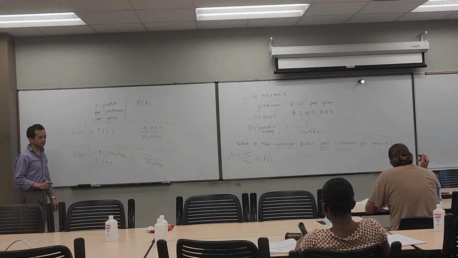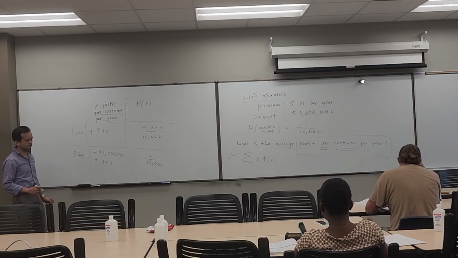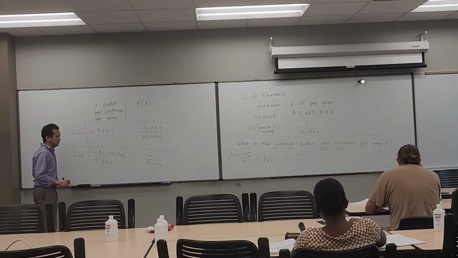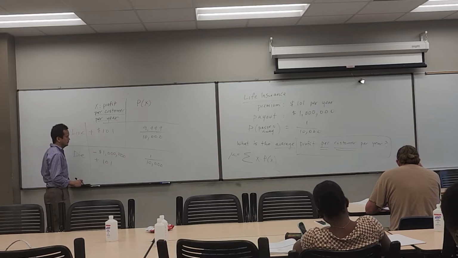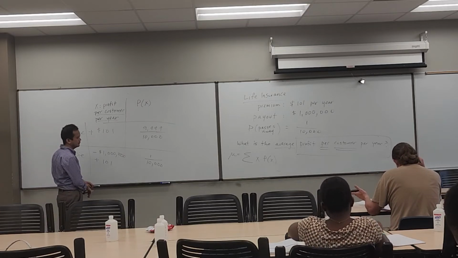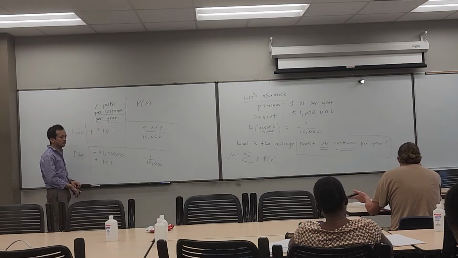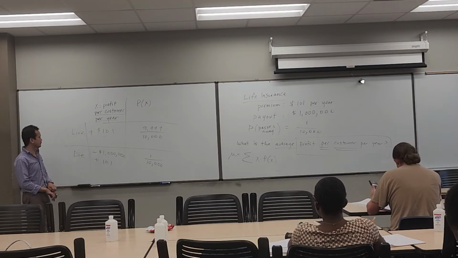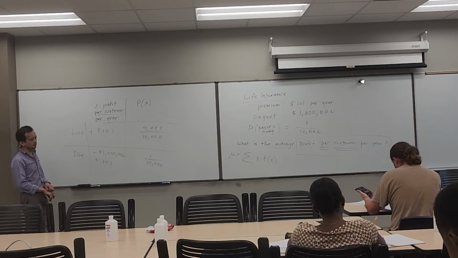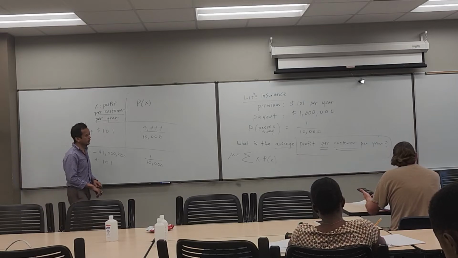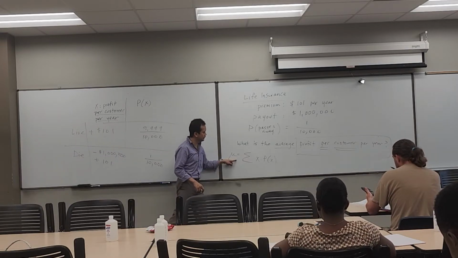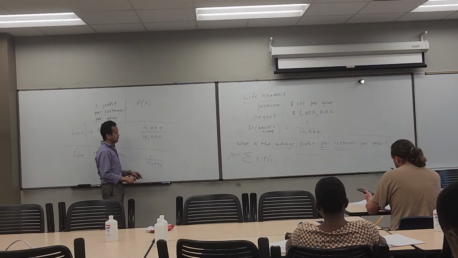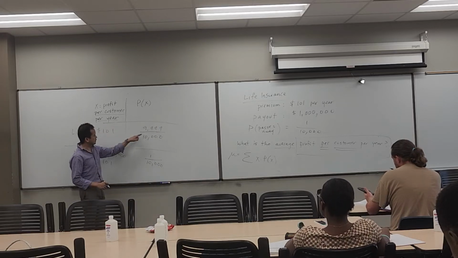Living, going all the way across, is 100.9899. For dying, your million minus 101 multiplied by 1 in 10,000 is 91.98. Okay, so when you find this total mean, what do you get? So sum up the product of each row.